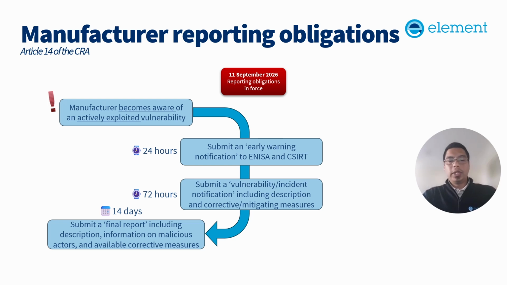And then 14 days after submitting that vulnerability incident notification, the manufacturer should submit a final report, which includes a detailed description on the nature of the actively exploited vulnerability, maybe who has exploited it, information about how the exploit can be corrected and what measures have been put in place to mitigate the effects of it.